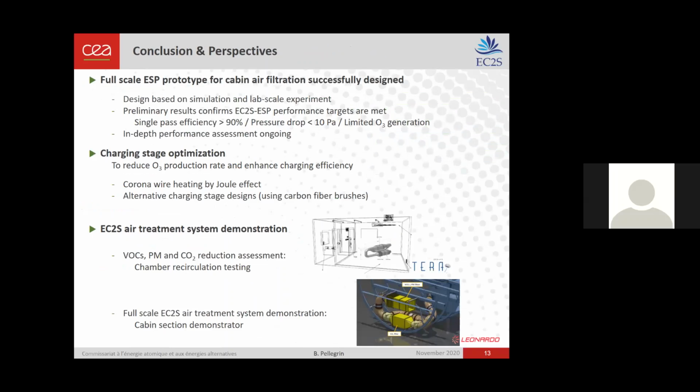So just to conclude, we have successfully designed a full-scale electrostatic precipitator with a single-pass efficiency higher than 90%, low pressure drop, and limited ozone generation rates. We are now working on optimizing the charging stage to improve the charging efficiency and lower the ozone generation. For that, we explore 2 approaches. The first one is to heat up the corona wire by Joule effect. And the second one is an alternative charging stage design using carbon fiber brushes.